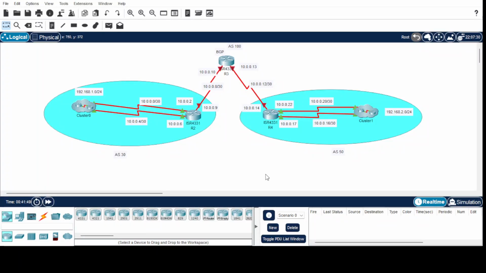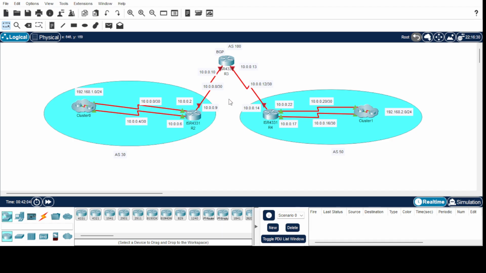Hello friends, today in this video we are going to see two hybrid networks interlinked by the use of the BGP routing protocol.